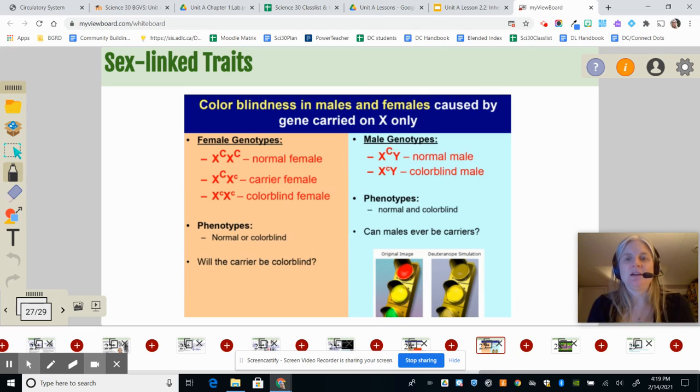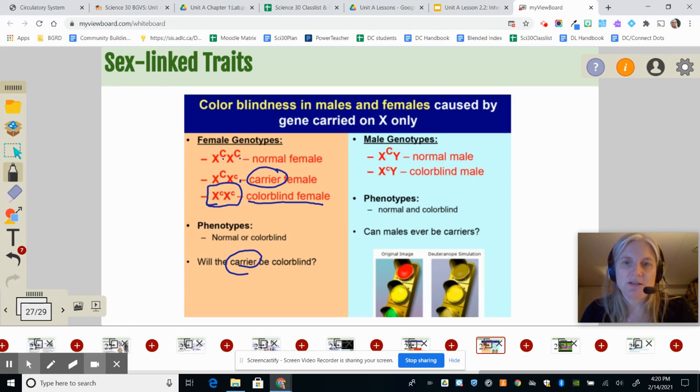So again, the color blindness gene is carried on the X chromosome, and here are the genotypes that a female could have. A female could have 2 of the normal alleles. The recessive allele is causing color blindness in this case, and the only way you're going to get it as a female is if you have 2 recessive alleles. So that would be the genotype for a colorblind female. Then there's a carrier, and the carrier will not be colorblind in this case.